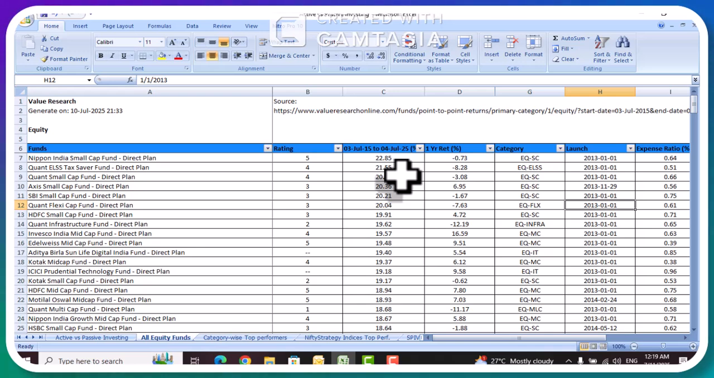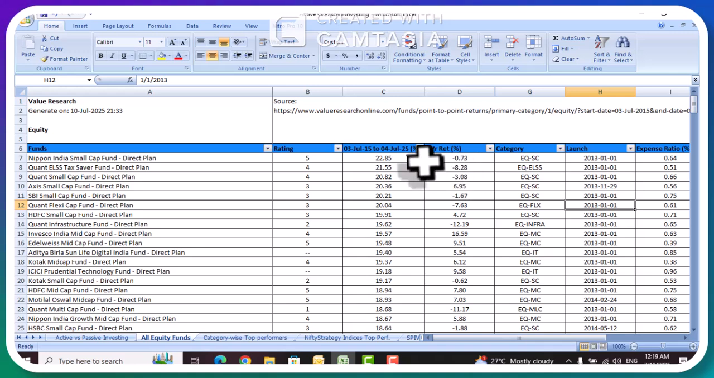So these performances, they don't capture the most volatile period, which was experienced in 2008 because of the global financial crisis. All right. And these returns are only for the last 10 years.